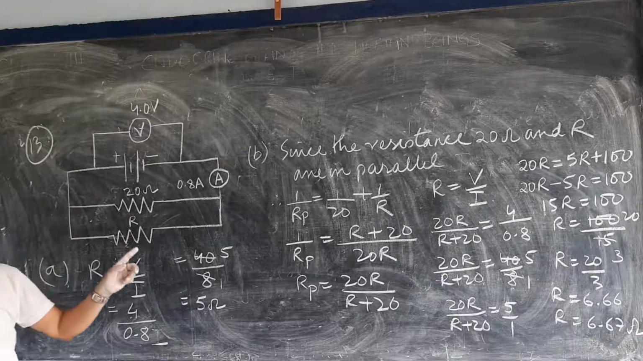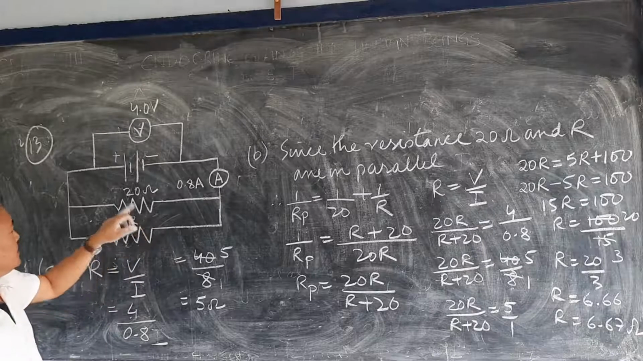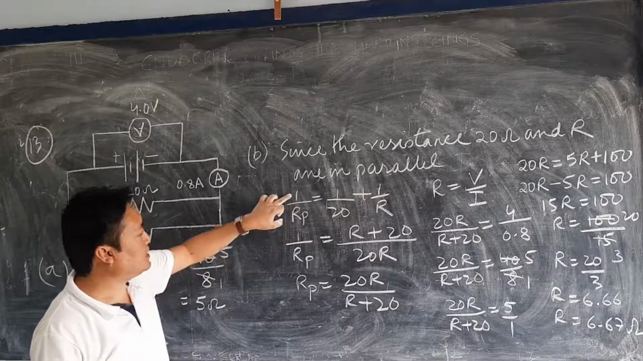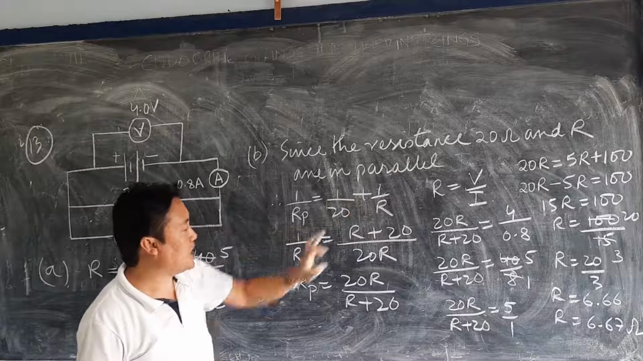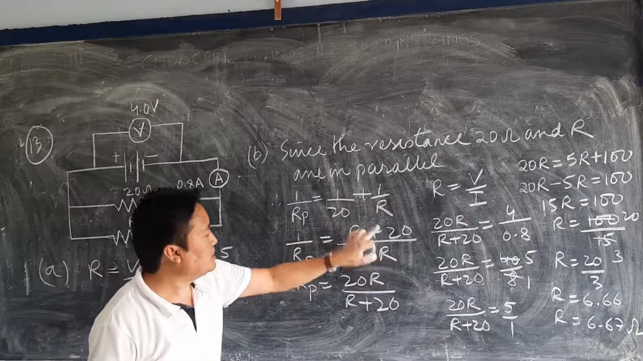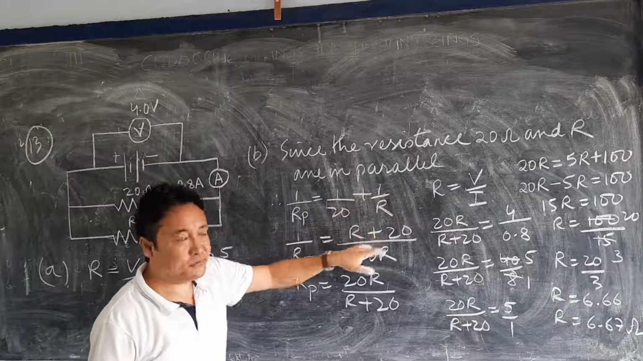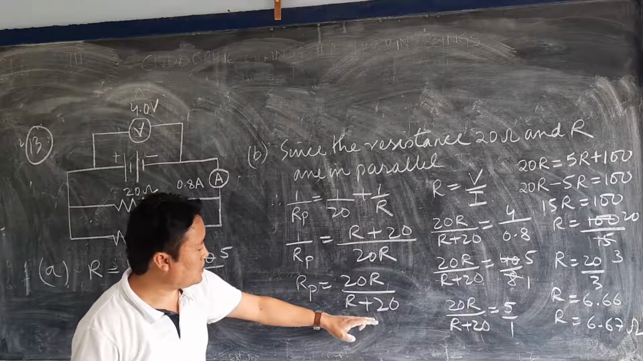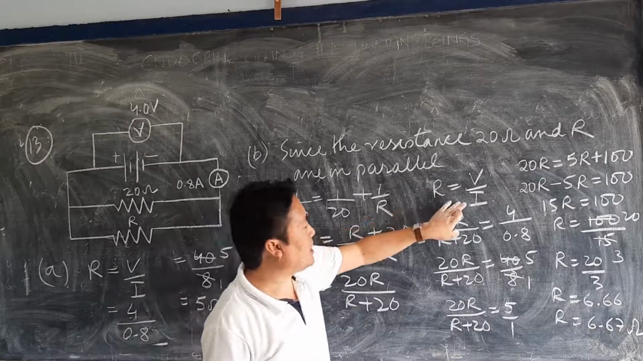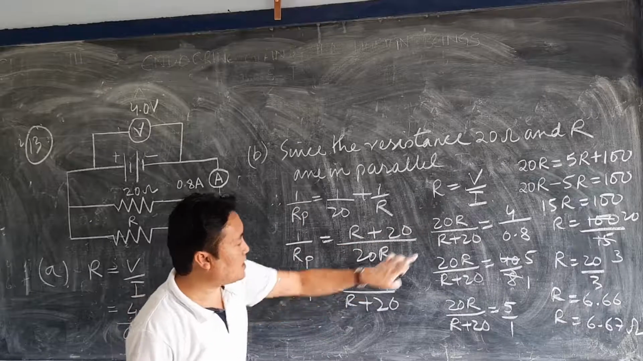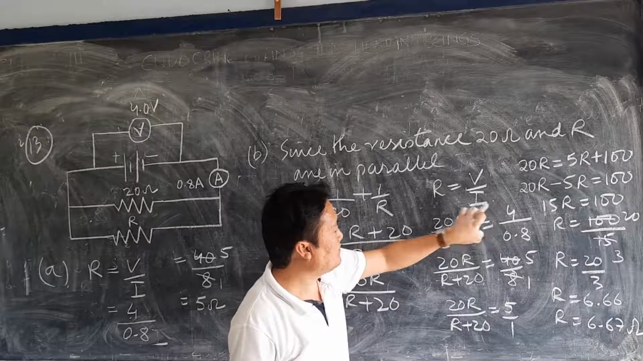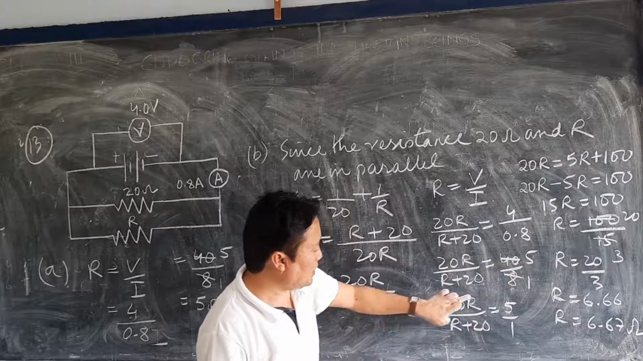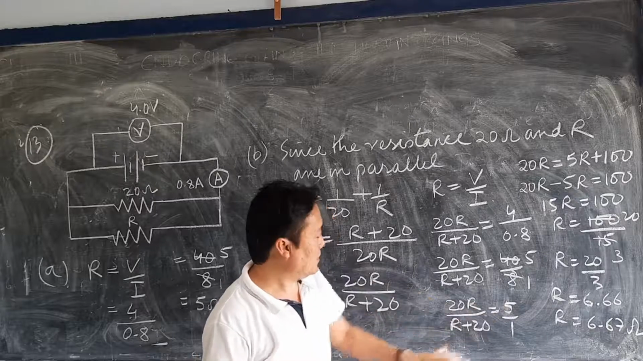The second one is you have to find the unknown resistance R. Since the two resistors, 20 ohm and R, are in parallel, you write here 1 upon RP equals 1 upon 20 plus 1 upon R. Find the LCM, 20R, then R comes here plus 20. Then RP equals 20R upon R plus 20. Now we know that R equals V upon I. The value of R is 20R divided by R plus 20 equals V upon I, and with current 0.8, removing the decimal, 8 fives are 40, we get 5. So 20R divided by R plus 20 equals 5. Now cross multiply it here.